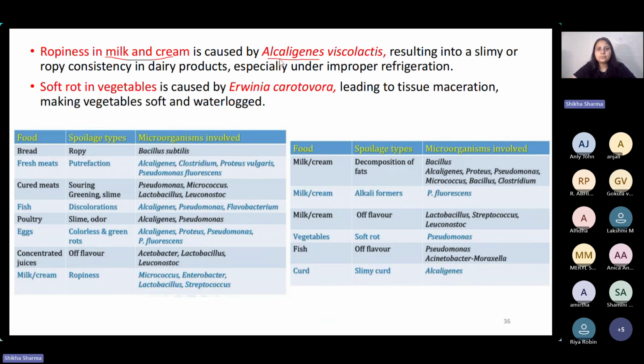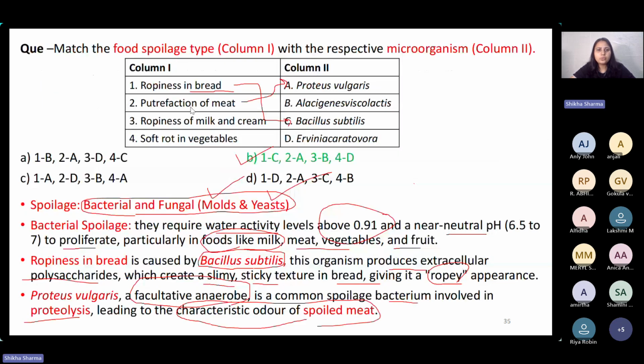Then ropiness in the milk and cream is associated with Alcaligenes viscolactis. It basically results in the formation of a slimy or ropey consistency in dairy products, especially due to improper refrigeration.